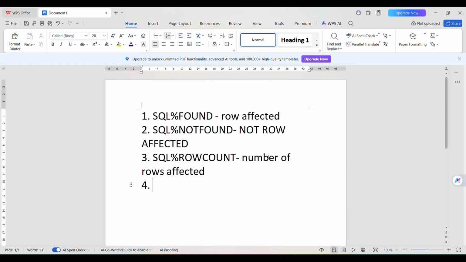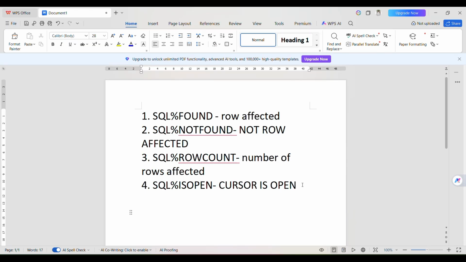So last one is SQL%ISOPEN. It tells whether the cursor is open. Simple meaning is the cursor is open. So remember, implicit cursors are automatically managed by Oracle, and these four attributes are the most important attributes.